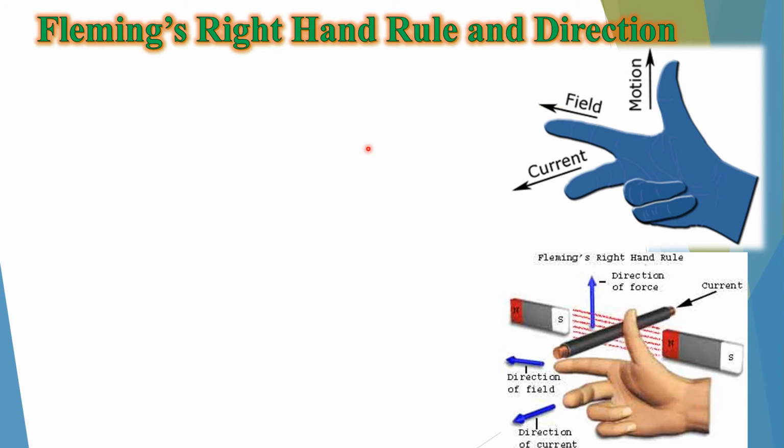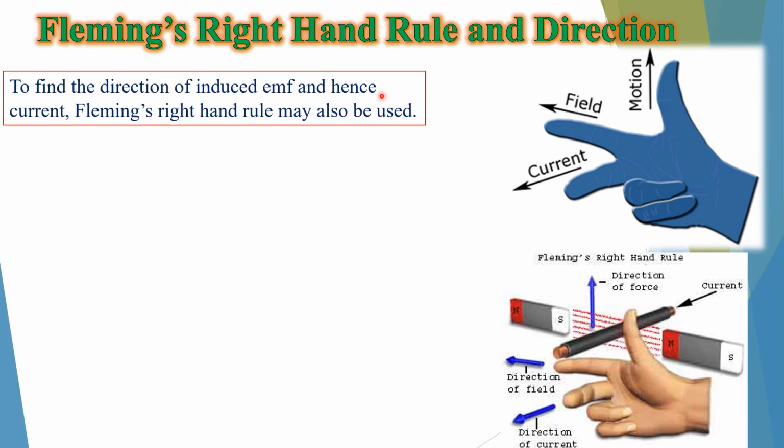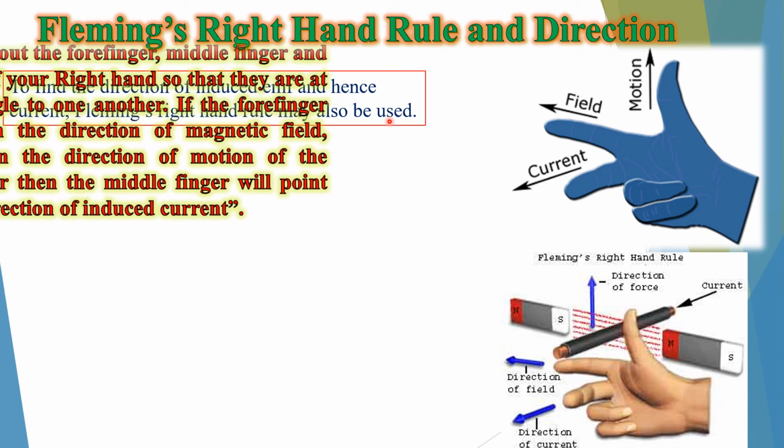Fleming's right-hand rule and direction. By using Fleming's right-hand rule, we can determine the direction of induced current. To find the direction of induced EMF and hence current, Fleming's right-hand rule may also be used.